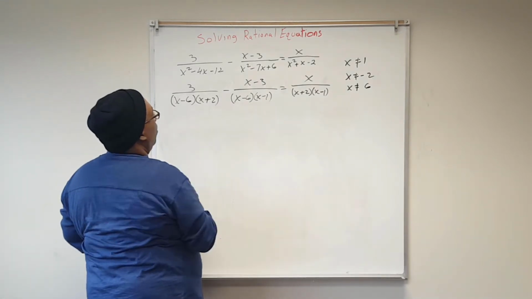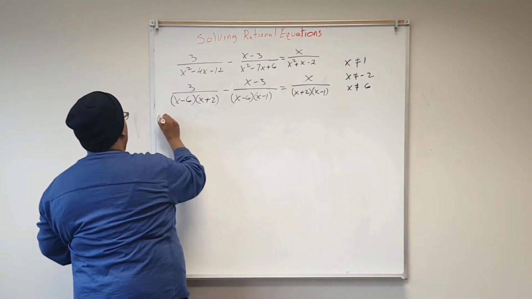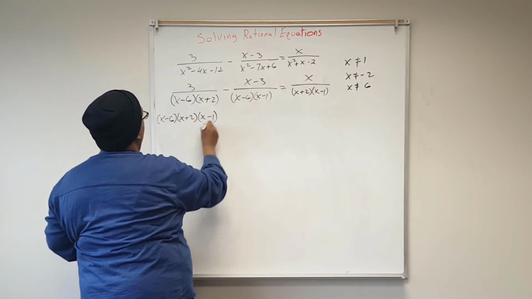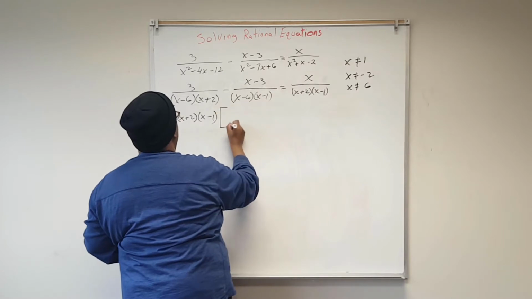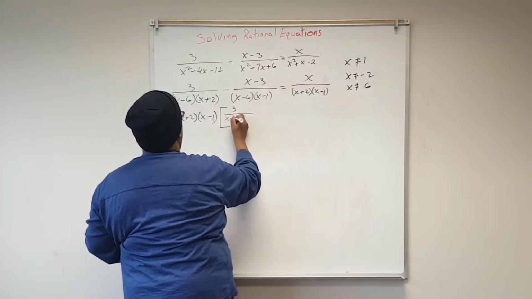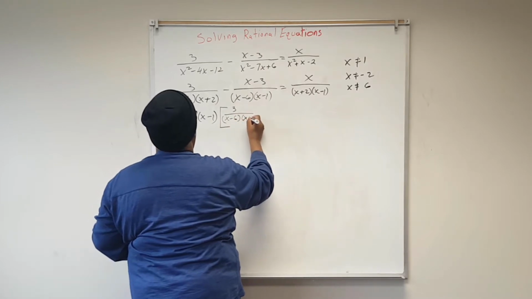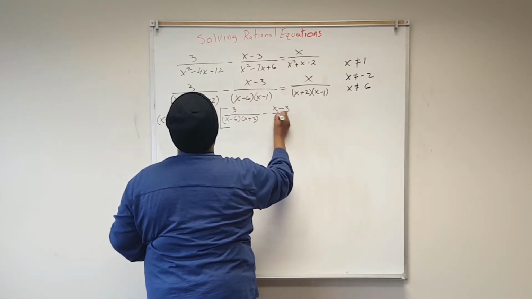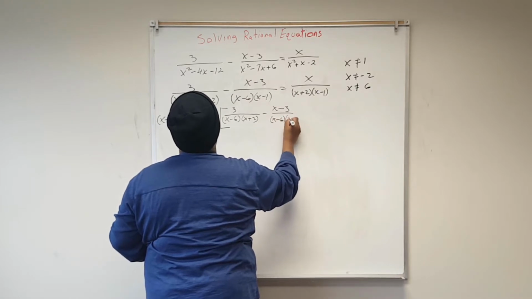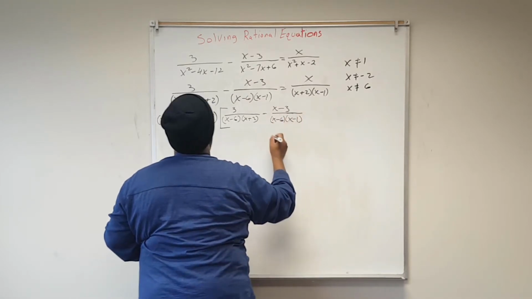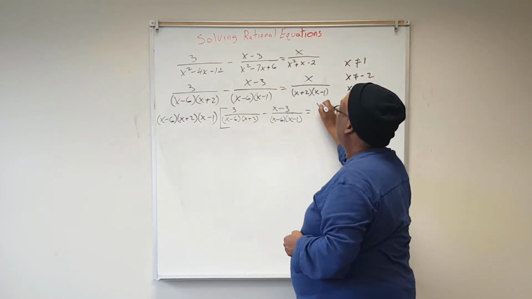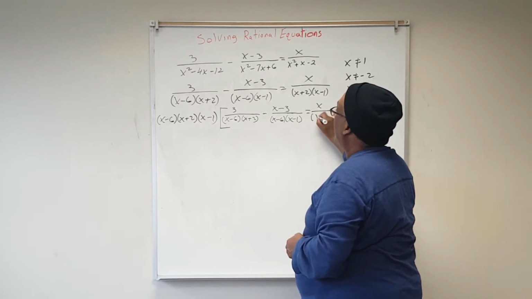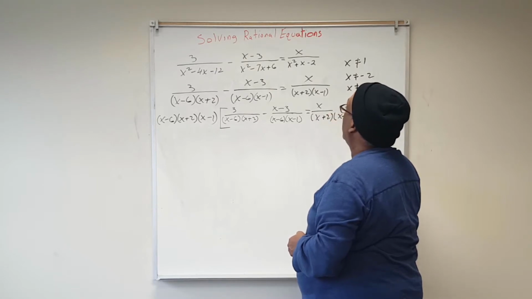LCD is going to be all three factors. X minus 6, x plus 2, x minus 1. 3 over x minus 6, x plus 2, minus x minus 3 over x minus 6, x minus 1, equals x over x plus 2, x minus 1.